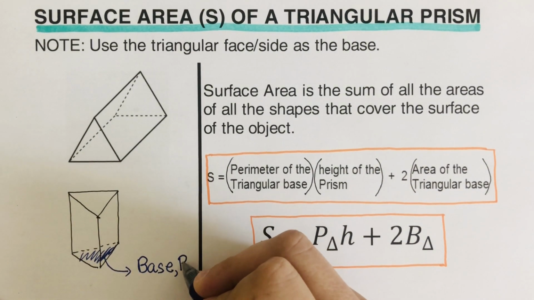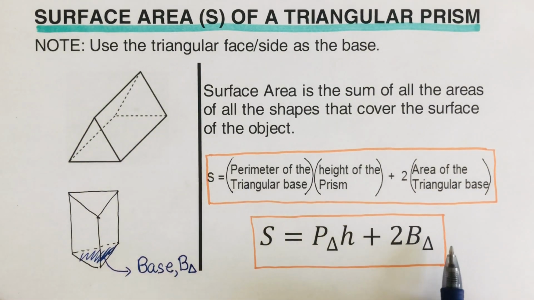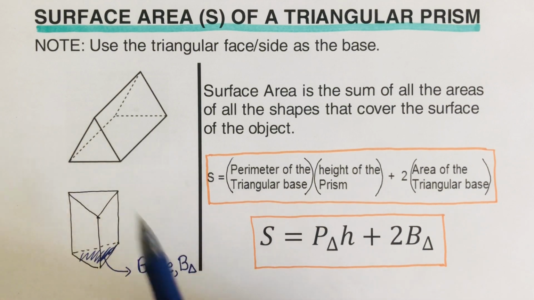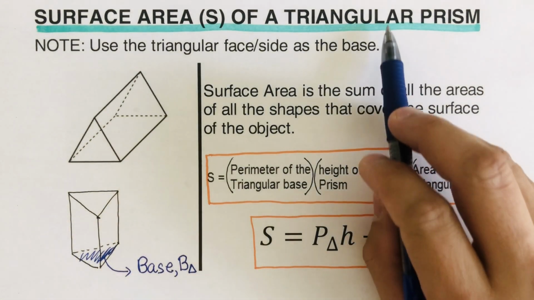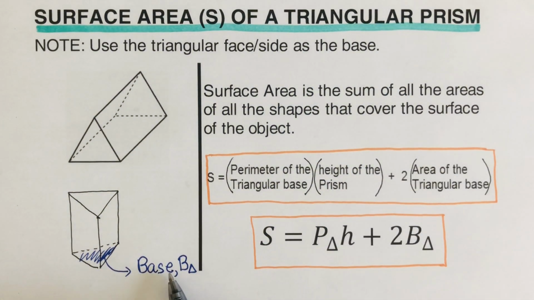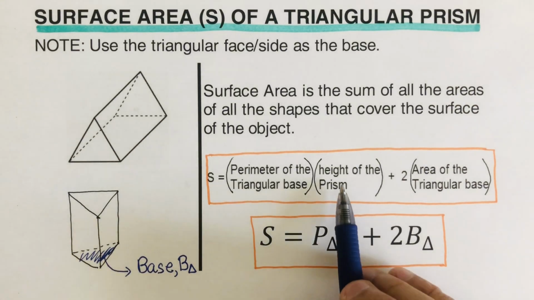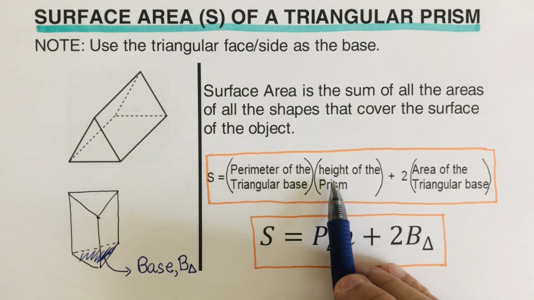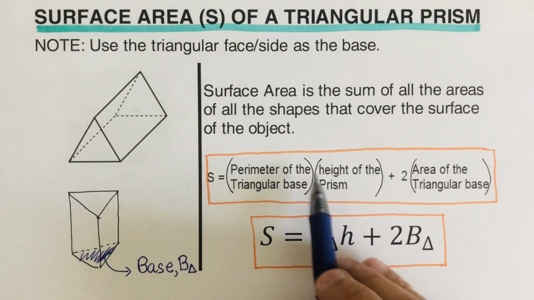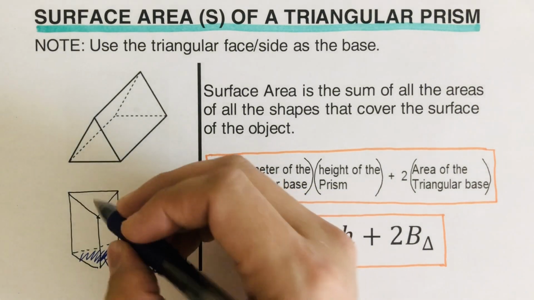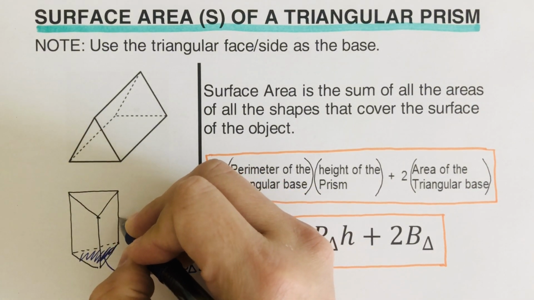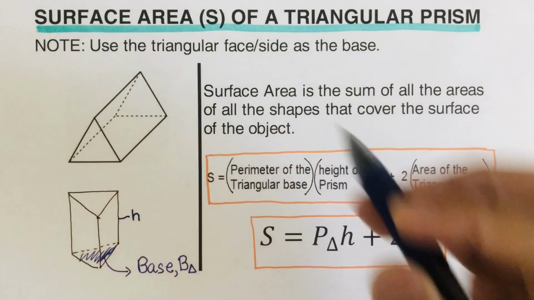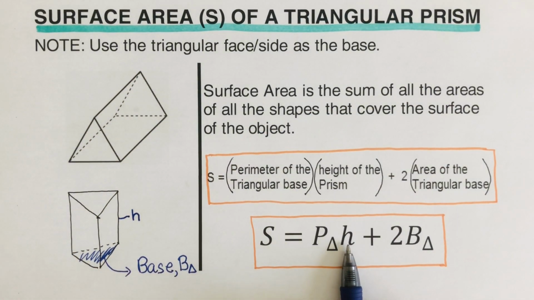We can represent this as B triangle. That's the reason I have placed B triangle here, just to make sure that we don't take other shapes as the base. It's always the triangle for a triangular prism. So I label that as the base, the triangular base. The height that is part of this formula is this part right here. So the height of the prism is represented as H.